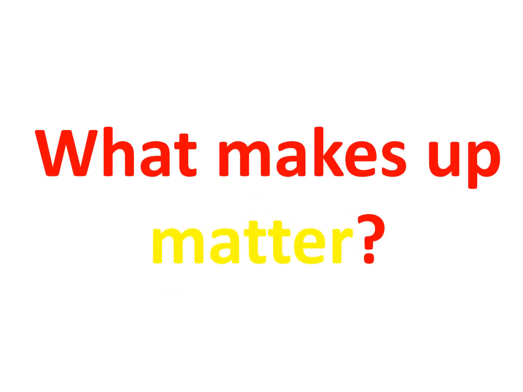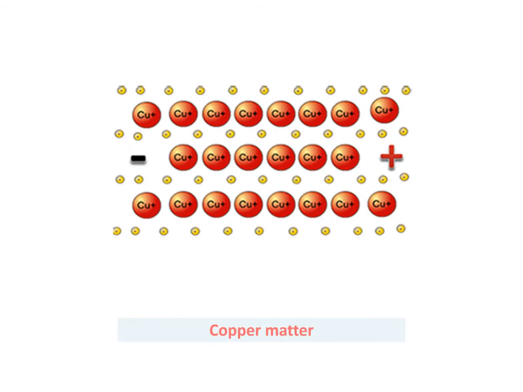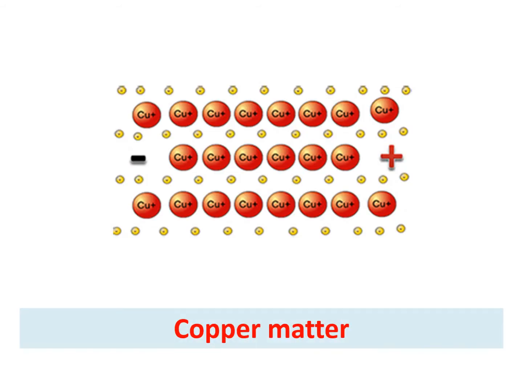Now you can ask, what makes a metal? This question may arise in your mind. Water consists of oxygen atoms and hydrogen atoms. Copper metal consists of copper atoms. Iron metal consists of iron atoms. Now come to the main point. Copper consists of copper atoms.